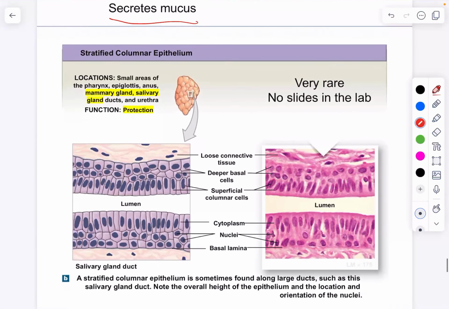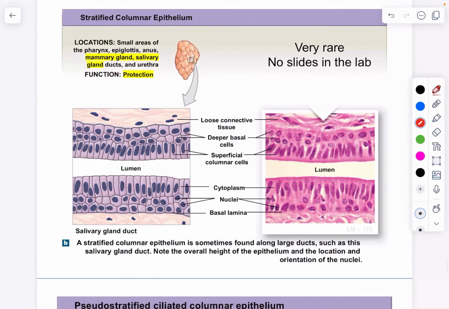All right, moving on to stratified columnar. Remember, stratified means multiple layers, and then the topmost layer would be the columnar cell. Okay, doesn't matter that there are cuboidal cells below it. These are also very rare. We do not have any slides in the lab with these. So you can see a nice cartoon image, and then you can see the real histology here.